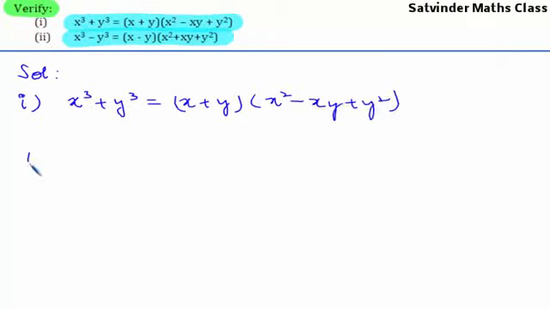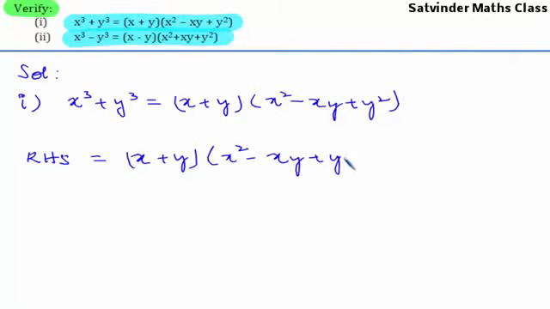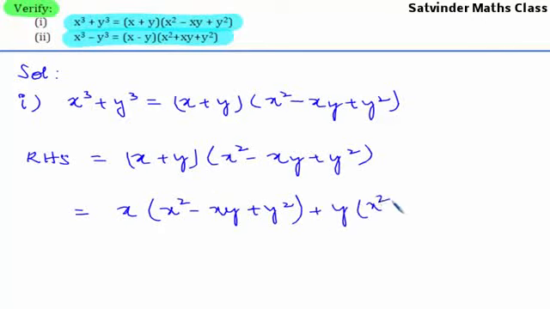Let us first take the right hand side or the RHS of this, which is equal to x plus y into x square minus xy plus y square. Now this is equal to x into, that is this x into this entire term, which will be x square minus xy plus y square, plus y into the entire term, which is x square minus xy plus y square.